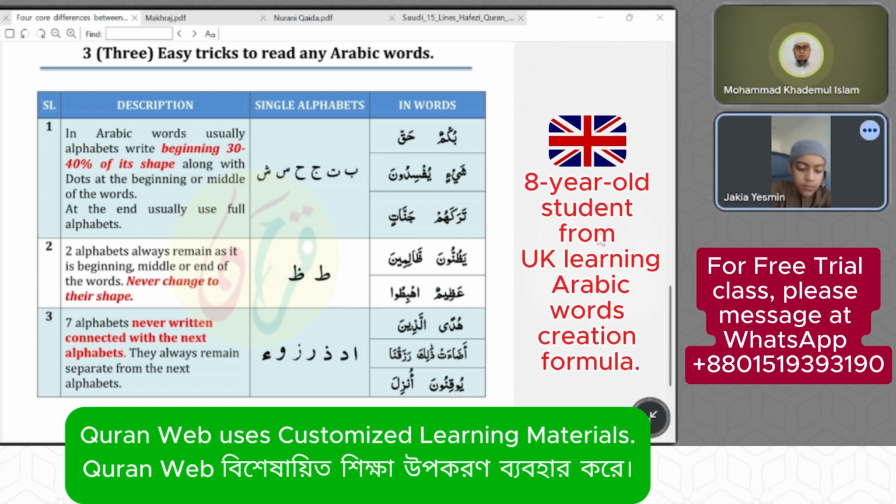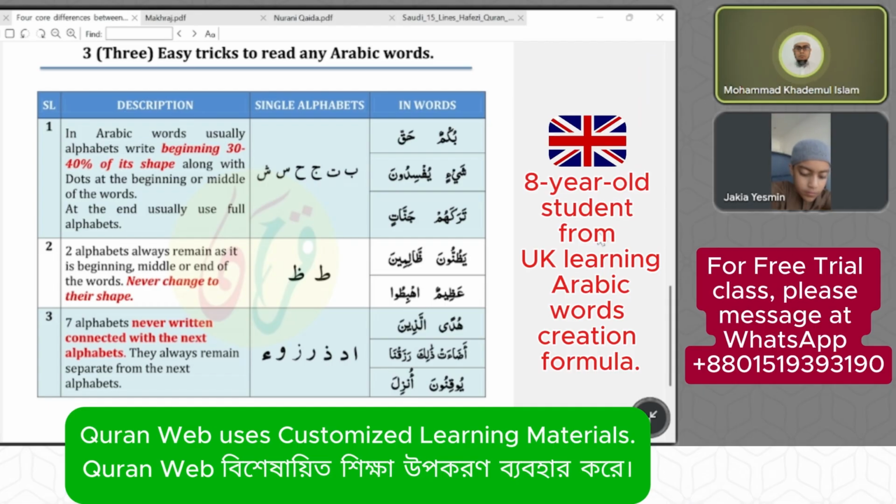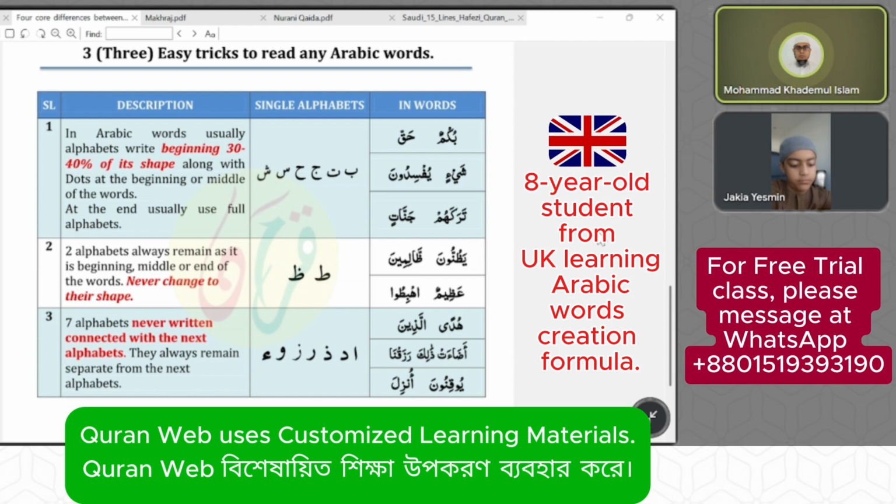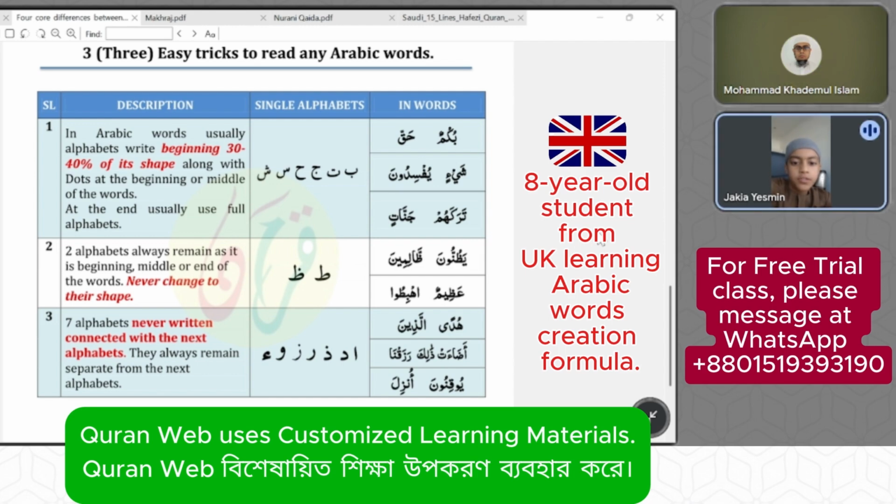Please, can you read point one two times, very carefully? In Arabic words, usually alphabets begin with 30, 40% of their shape along with dots at the beginning or middle of the words. At the end, usually we use full alphabets. MashaAllah. Read for the last time. In Arabic words, usually alphabets begin with 30-40% of their shape along with dots at the beginning or middle of the words. At the end, usually we use full alphabets.